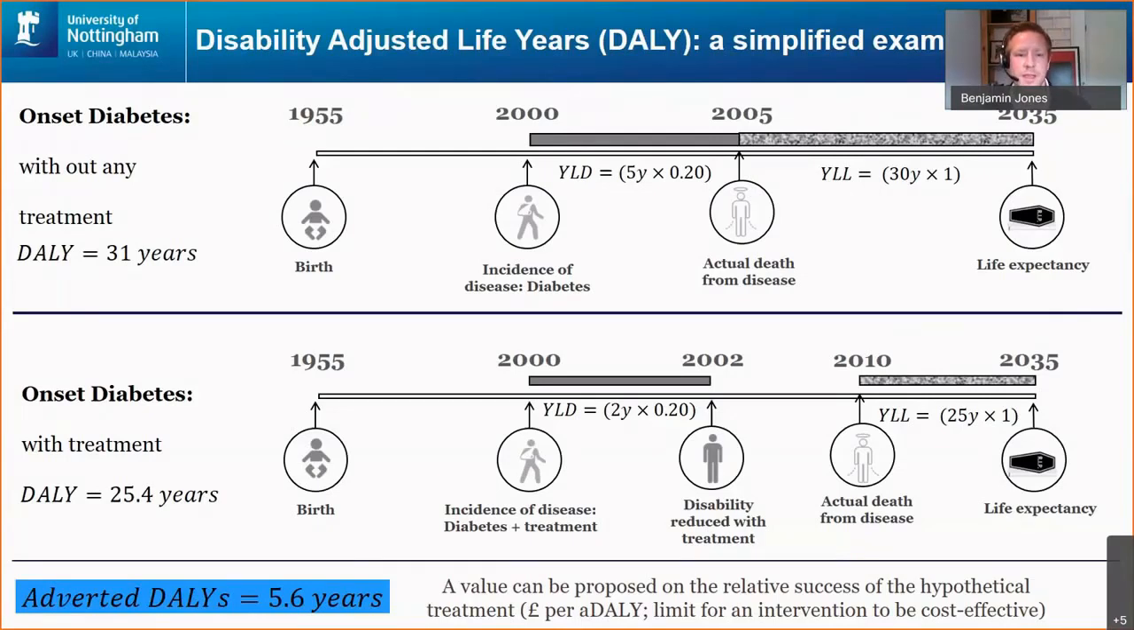So their years of life lost is the 2 years multiplied by the 0.2 weighting, and then we account for only 25 years lost as opposed to 30 in the previous example. So with the treatment here, the averted DALYs is 5.6 years.